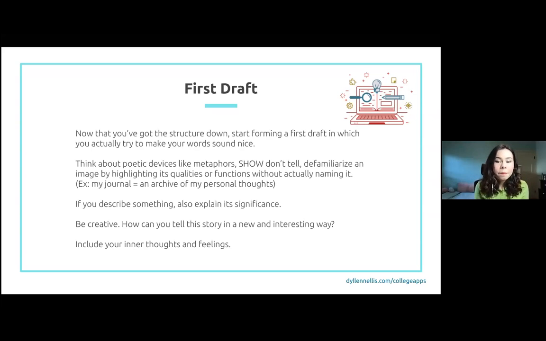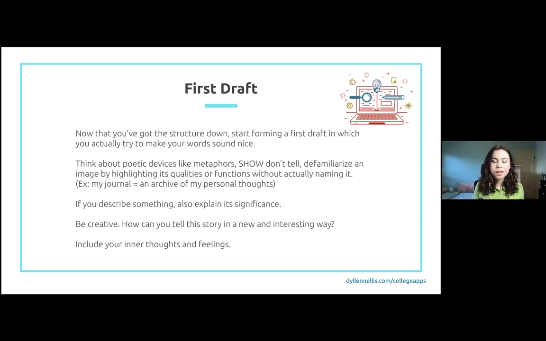You can defamiliarize an image by highlighting its qualities or functions without naming it. Now, what the heck does that mean? For example, in one of my essays, I wrote about my journal. And the first time I said it, I didn't want to say my journal because I wanted to be more creative. So instead, I said an archive of my personal thoughts. So that was a way of saying the same thing, but in a new and interesting way.